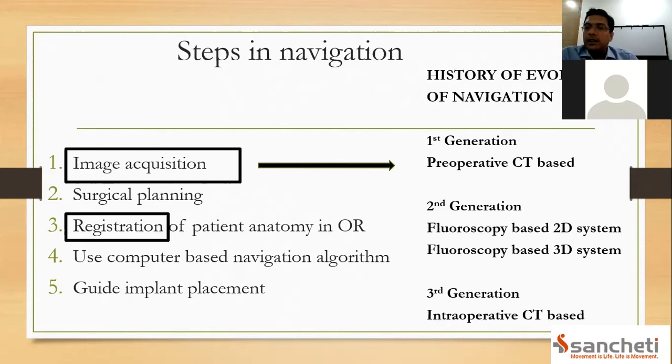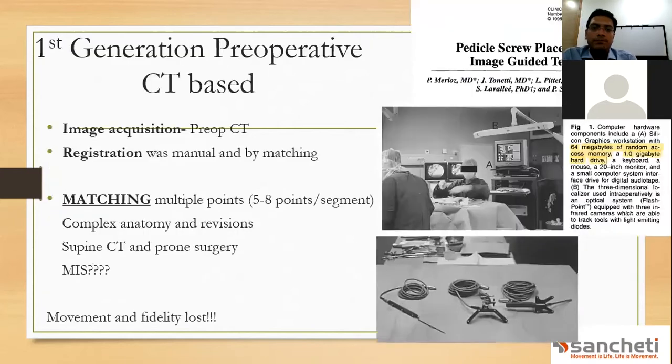And third generation is the intraoperative CT based generation, which we are currently using, which is the latest, where you have intraoperative CT scanners to perform the image acquisition. Over a period of time from first generation to second generation and third generation, the registration process has gone from manual matching to automated registration. So registration was manual in first generation, and then over second and third generation, it has become automated. And thus, with these changes in image acquisition and registration process, the generations of evolution have taken place, and now we are currently in a third generation navigation system.